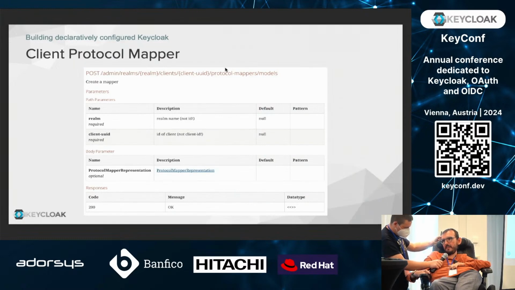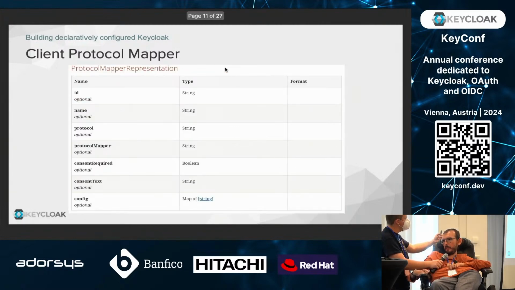So, okay, let's take a different example. I want to do something more difficult. I want to maybe create a client protocol mapper, right? Let's assume that I have figured out by chance which endpoint it is. I have looked it up in the documentation. What does the documentation tell me? I have to look at some protocol mapper representation. Let's start with the protocol mapper representation.